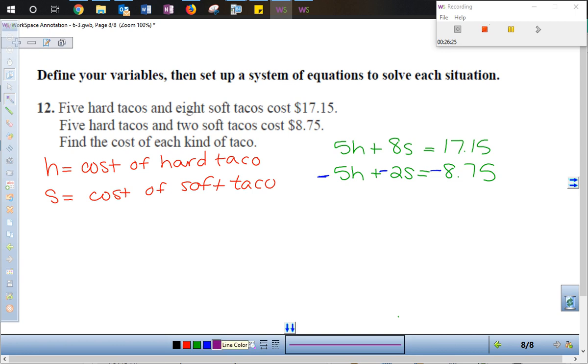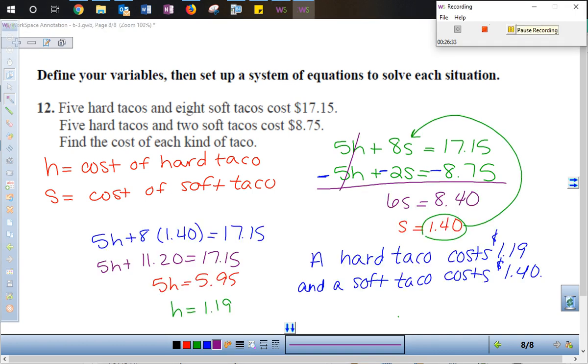Now what I'd like you to do is pause the video and solve on your own. Alright, so when you solve, you should get S equals 1.4, which really represents 1.40. And then we can substitute it back in and get H equals 1.19. And that means that a hard taco costs $1.19 and a soft taco costs $1.40.